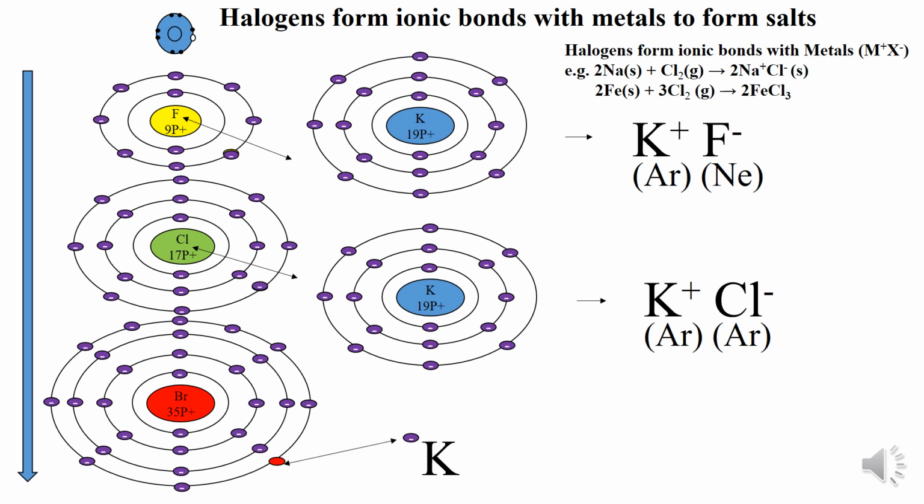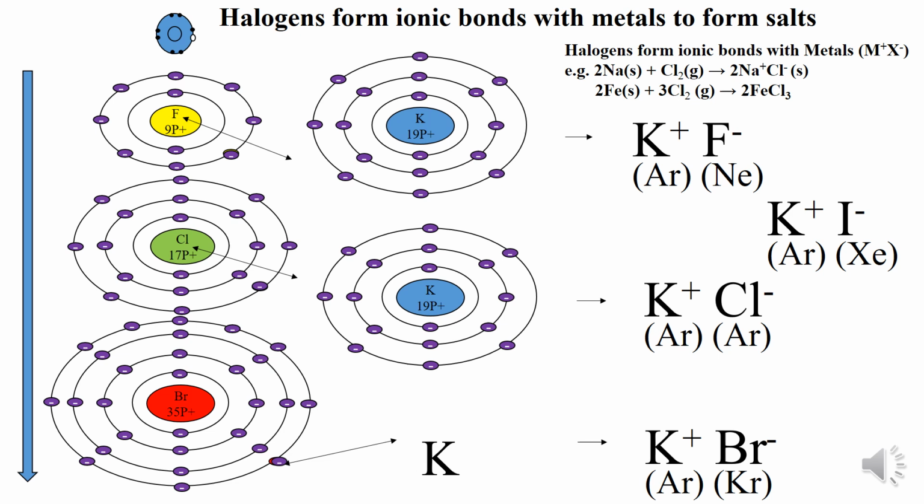And a similar mechanism applies in the reaction between bromine and potassium. Potassium loses its outermost valence electron to bromine. The potassium ion attains the stable electronic configuration of argon, while the bromide ion attains the stable electronic configuration of krypton. And in the formation of potassium iodide by reaction between potassium and iodine, the iodide ion attains the stable electronic configuration of xenon gas.